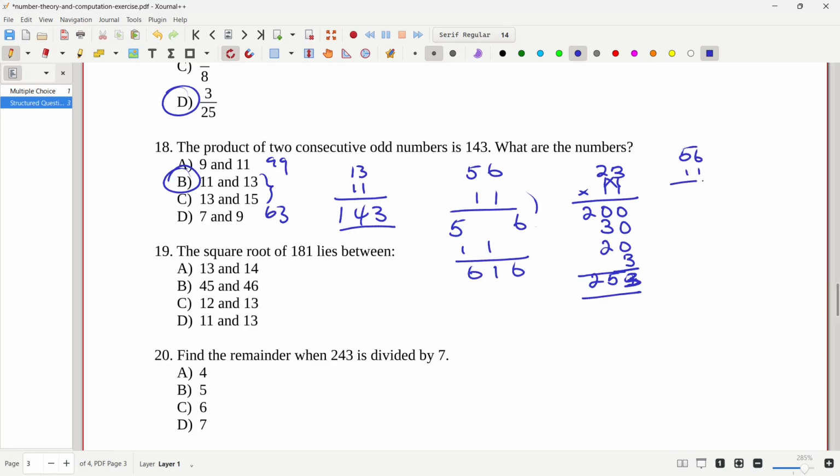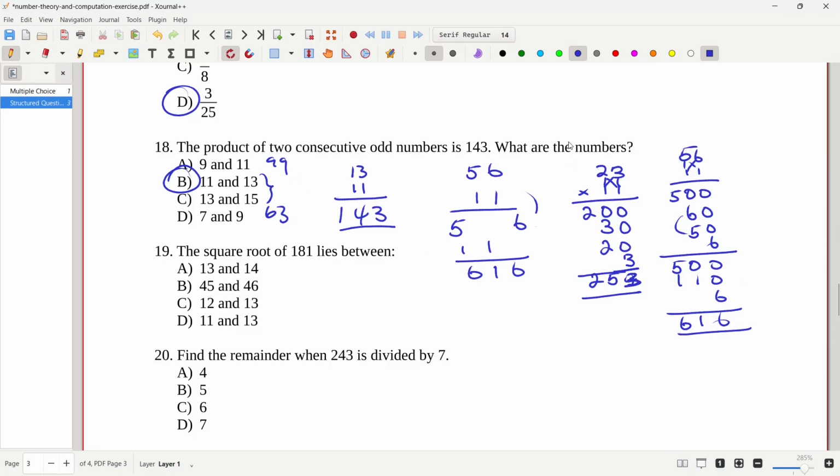56 by 11. So 5 by 1 is 50 with 2 zeros. Then 6 by 1 is 60 with 1 zero. 5 by 1 is 5 with 1 zero. And then 6 by 1 is 6. And notice that we have 500, 6 and 5 is 11, and then 6. So this here is 616. All right, so answer is B.